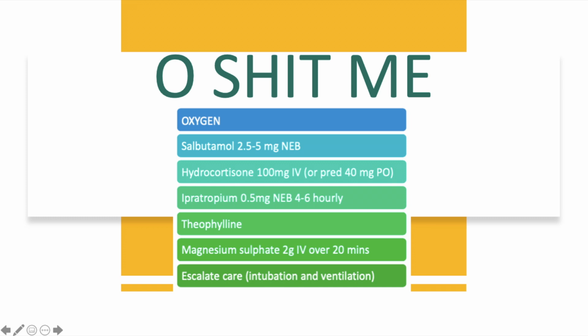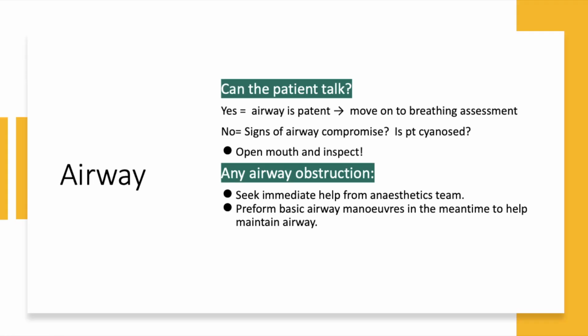After this you would consider ipratropium and potentially a theophylline, and then magnesium sulfate if it's severe or life-threatening asthma, and finally escalation. And although escalation is mentioned at the end, if at any point the patient seems unstable, you would want to be seeking immediate intervention from critical care. And of course, for severe or life-threatening asthma, you would want senior input very early on. Okay, so let's work through our A to E in more detail.